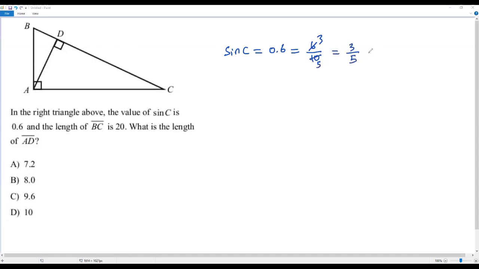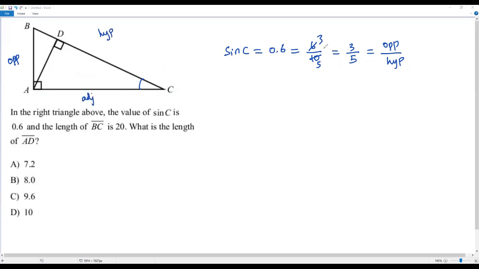According to SOH CAH TOA, the formula for sine is opposite side divided by hypotenuse. Here the number corresponding to the opposite side is 3 and the number corresponding to the hypotenuse is 5. We have to consider the interior angle at the vertex C because we have sin C. In right triangle ABC, the side opposite to the interior angle at vertex C is called the opposite side, the side opposite to the right angle is called the hypotenuse, and the remaining side AC is called the adjacent side.